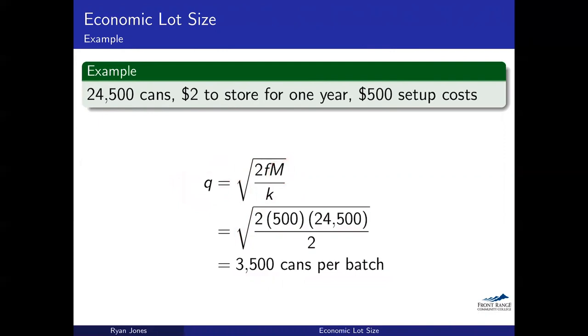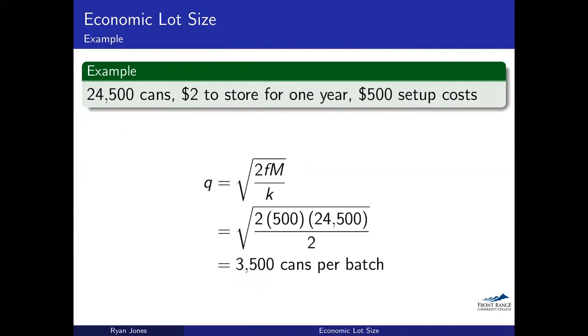Now, if we're trying to figure out the number of batches per year, let's think about it. They're going to make 24,500 cans per year. And every time they do a batch, they're going to make 3,500 of them. So we start off with 3,500 on our first batch. Then we do a second batch, and that's 7,000. We do a third batch, and that's 10,500. And we just keep going, right?